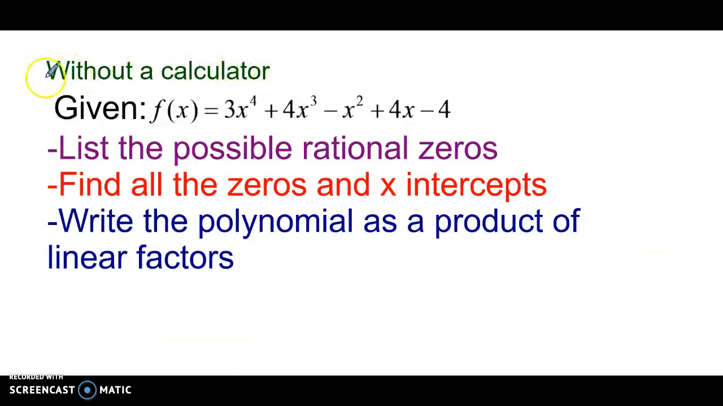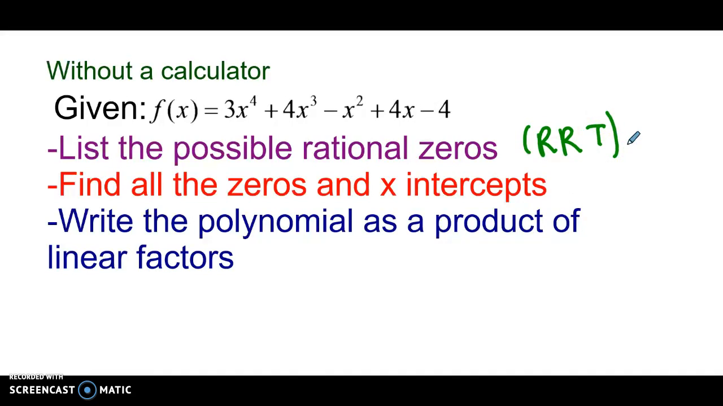Okay, so without a calculator, we have given f of x, the same f of x. We want to put everything together. We want to list the possible rational zeros. So that will be using our rational root theorem. Maybe let's make a note to ourselves. That's what we're using. Rational root theorem. That does not stand for rah-rah tia, okay?